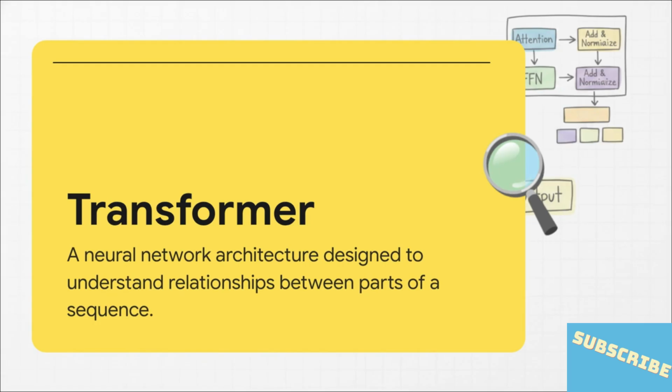Let's start with the absolute simplest, most core definition. A transformer is a neural network architecture designed specifically to understand relationships between different parts of a sequence. In language, that sequence is usually a sentence made up of tokens, or words. Take a simple sentence like, the dog chased the ball.